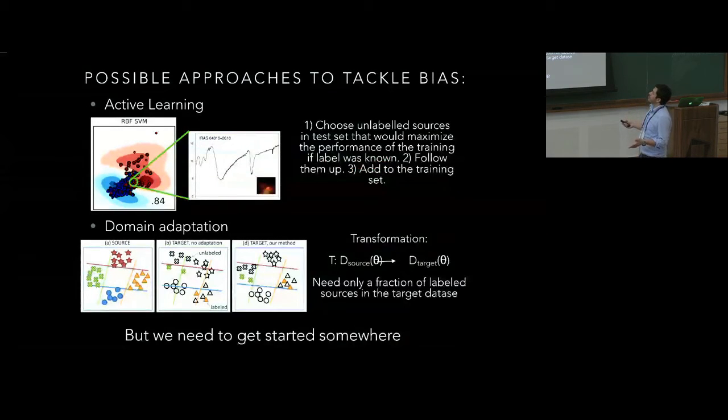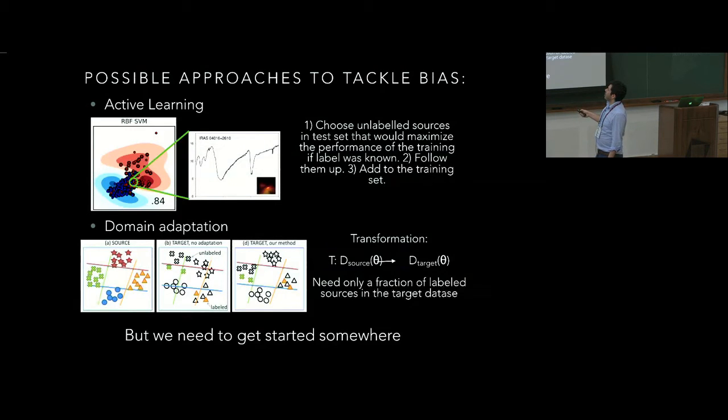How can we go about this bias? What can we do to improve our training set? There are a number of possibilities, and I'm just mentioning a couple here. So one possibility is to do active learning. Once you have your trained algorithm and you apply it to a test set, this is an example from a color plot for young stars, you have something that gives you discriminators between the two.